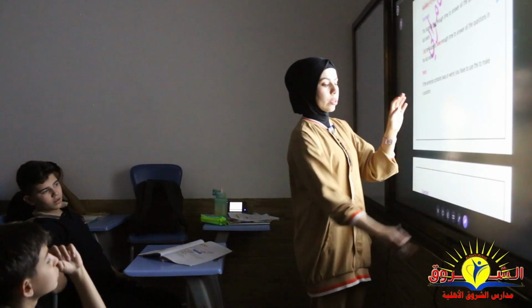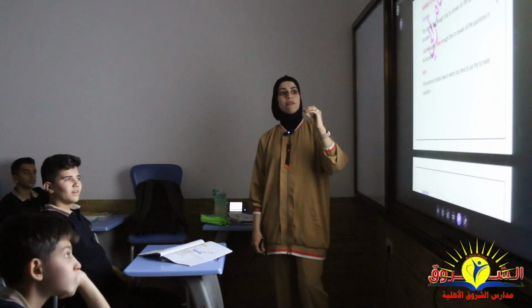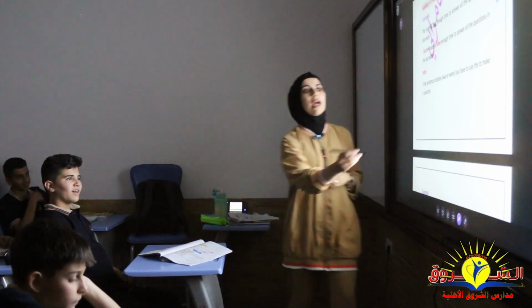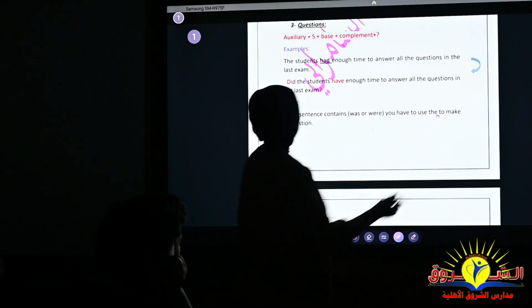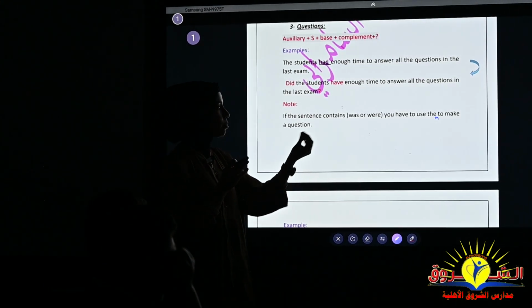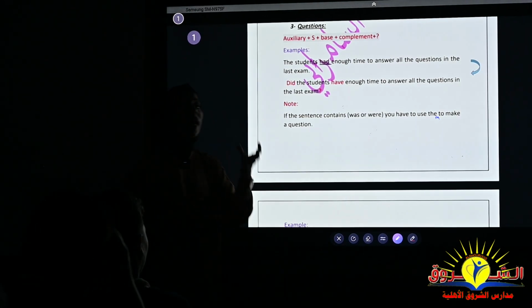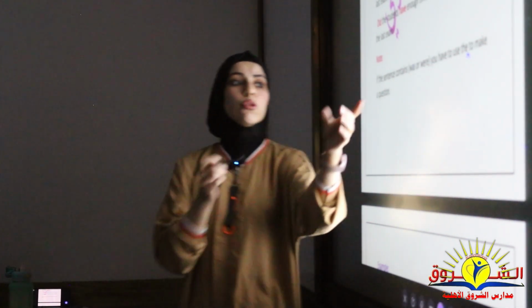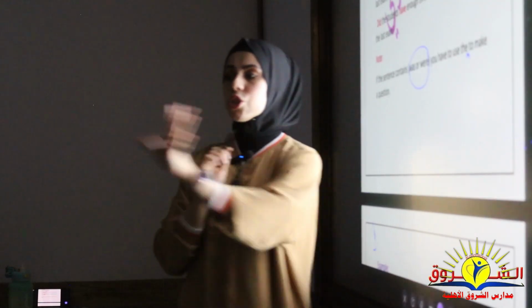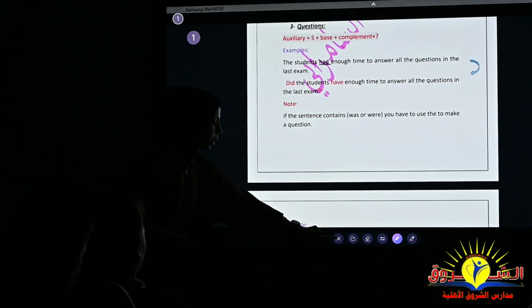In this note, if the sentence contains was or were, you have to use them. Here we have am. You have to use them to make a question. That means if the sentence has a verb to be, for example I give you a sentence and in the sentence you have was and were, and I asked you to make it in the interrogative form, which is a question form, you have to use them to make a question and without need to use did. Okay? Example.